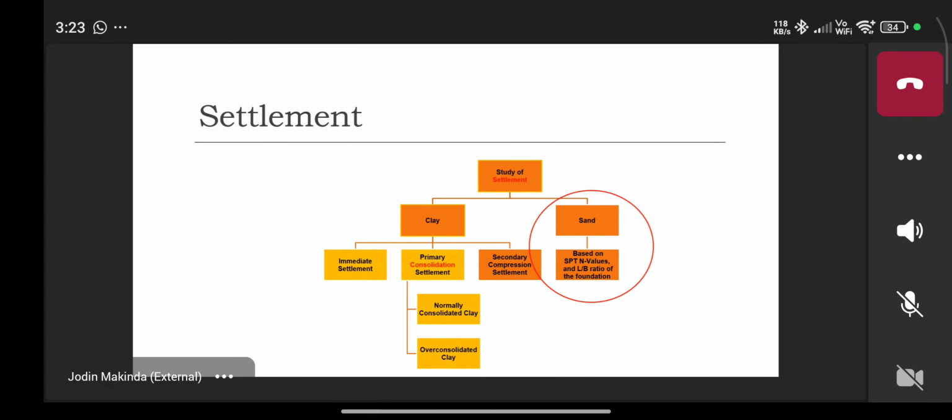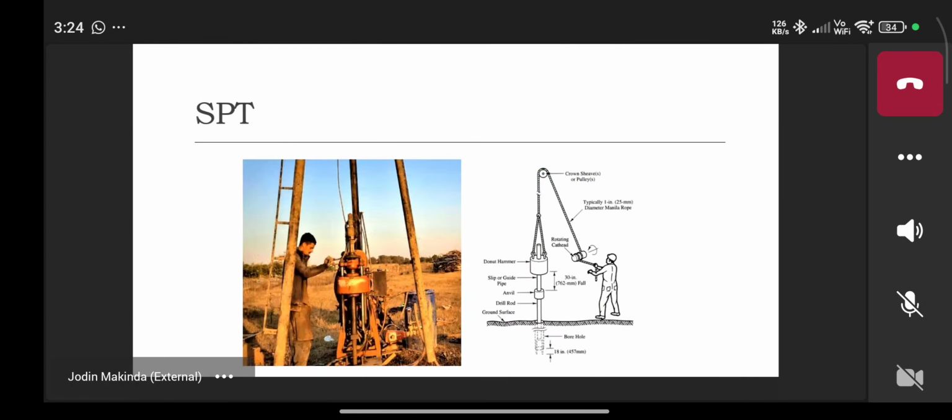Okay, the last part is settlement on sand. When we study the settlement on sand, it is important for us to know the SPT N value. What is SPT N value? SPT is standard penetration test. Standard penetration test is using this equipment, this one.